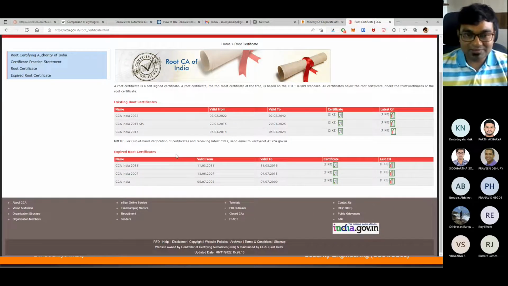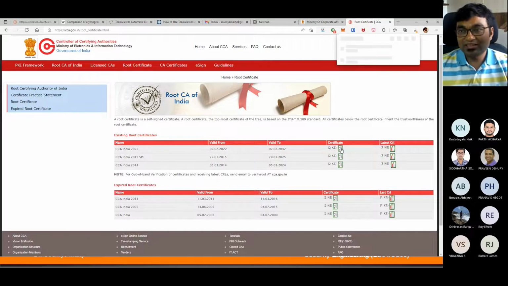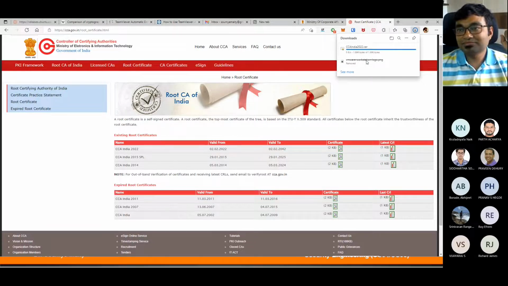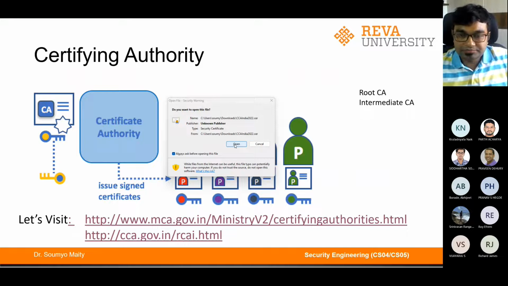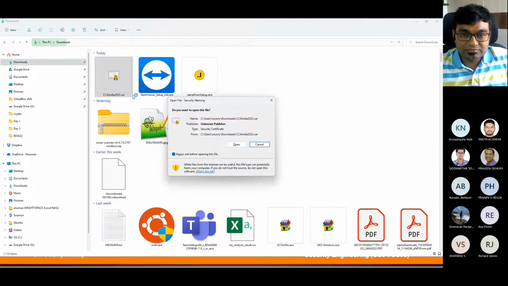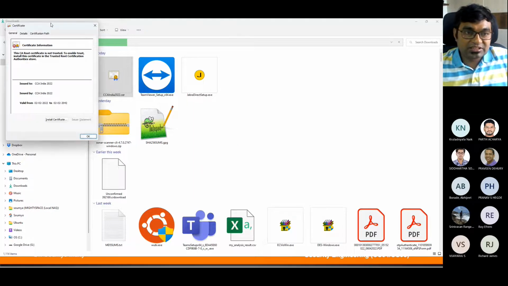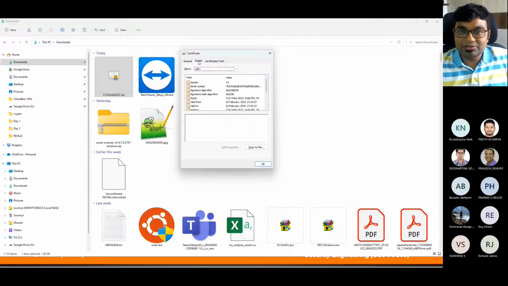So in India, if you just trust the Indian government, what you have to do is download this certificate. This is the certificate CCA India 2020. You just download this certificate and install it in your browser. You open it. This is the certificate, CCA India 2020, the root level certifying authority for India. This is a fair assumption that we are trusting the Indian government, and this is coming from their Ministry of Electronics and IT. And this is the defined certificate value.